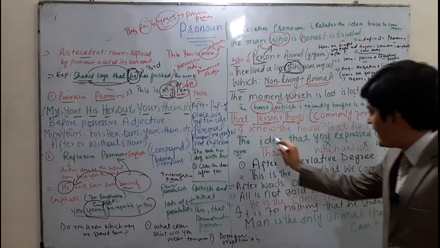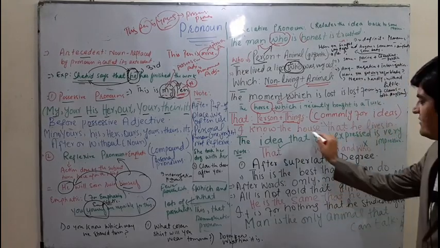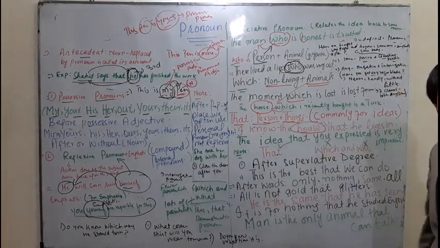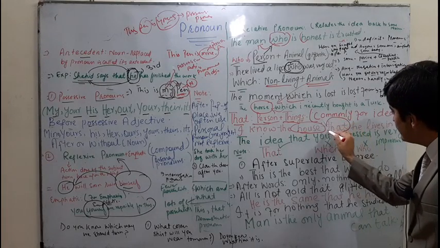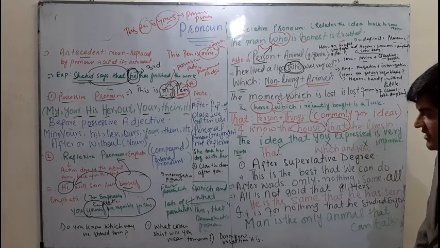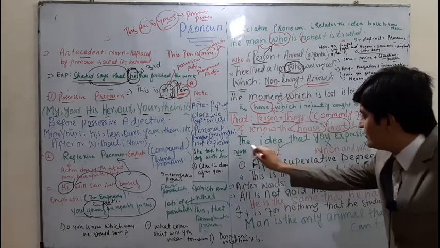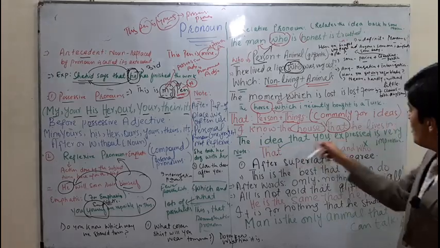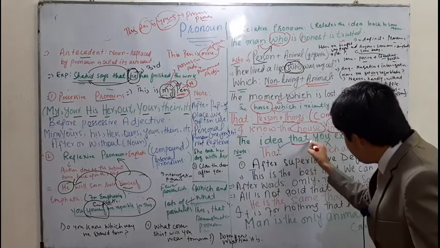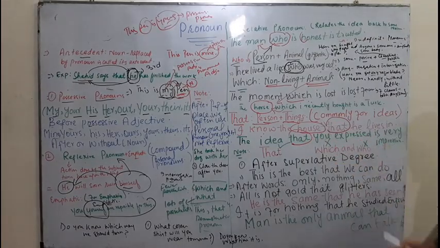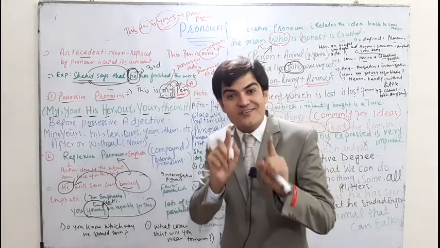Look at this: I know the house that he lives in. It is a thing. That's why you can use "that". Understand? But when we talk about an idea, over there you will say, not "the idea which you express is very impressive", but "the idea that you express is very impressive". Why? Because it is normally used for ideas.